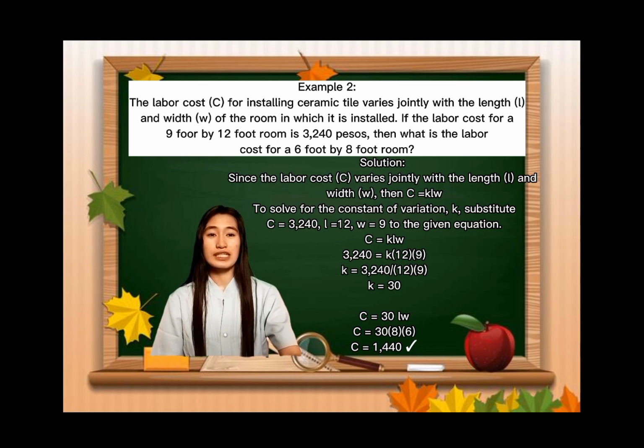To solve for C, substitute length equals 8 and width equals 6 into the equation of variation. C equals 30 times length times width. C equals 30 times 8 times 6. And the answer is C equals 1,440. Therefore, the labor cost for a 6 foot by 8 foot room is 1,440 pesos.